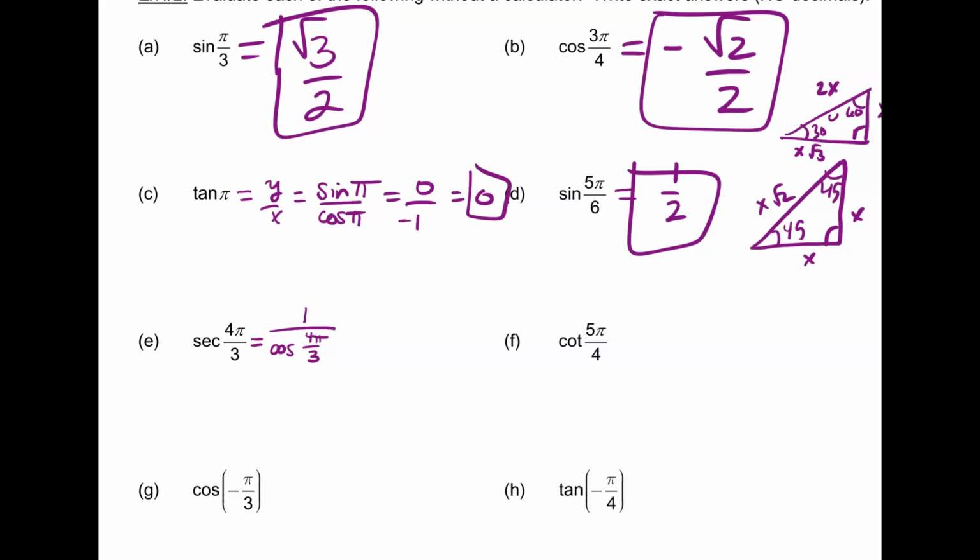I want to know what's pi over 3. Pi over 3, 60 degrees, cosine 60 degrees. Here's 60. Cosine is adjacent over hypotenuse, x over 2x. So I'm going to replace cosine 4 pi over 3 with 1/2.